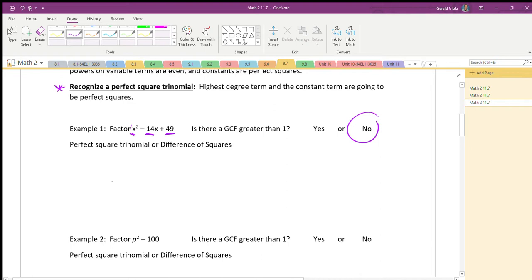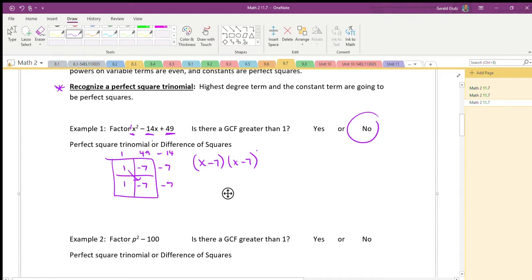If you wanted to, you could use the box. You could put your a value, your c value, and your b value. So 1 times 1 is 1. 49 is 7 times 7. But notice that this is negative, so these are going to have to be negatives, because negative 7 times negative 7 is positive 49. When I multiply across, negative 7 plus negative 7 is negative 14. So our answers are in the box. So (x - 7), (x - 7).